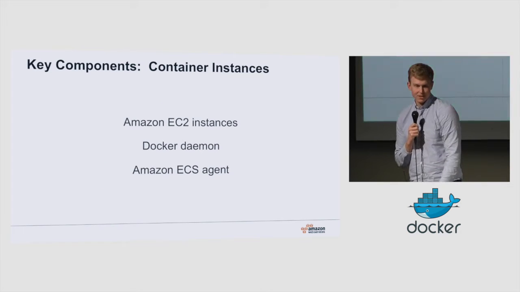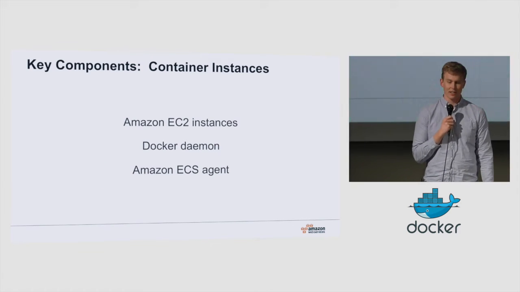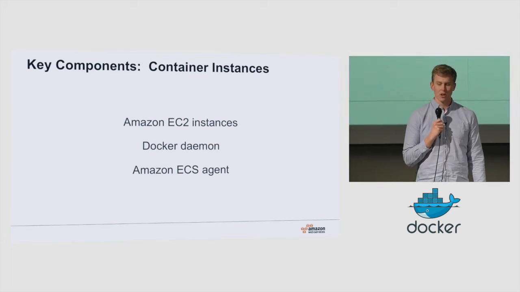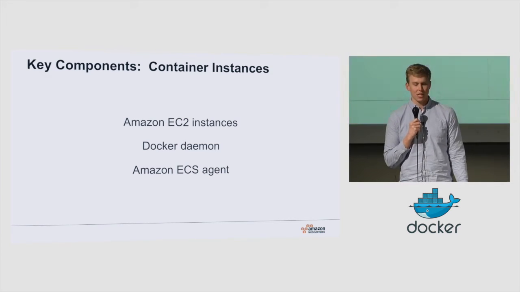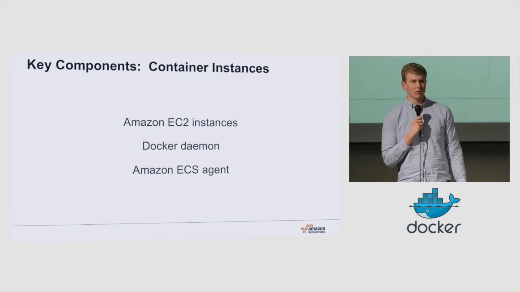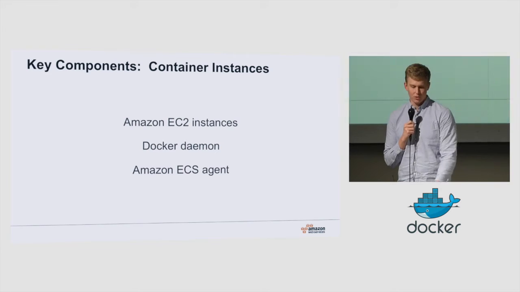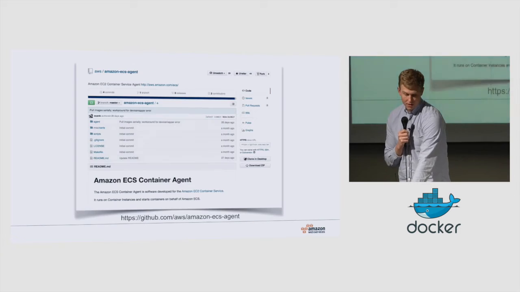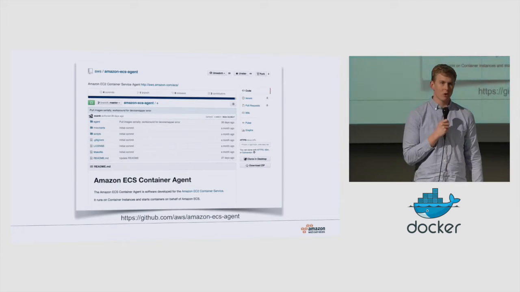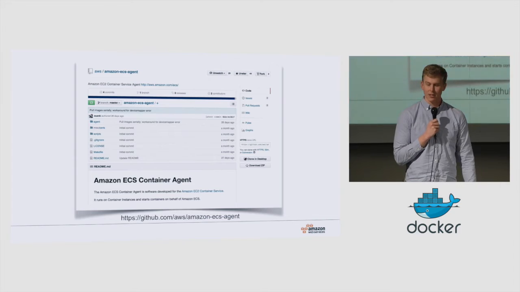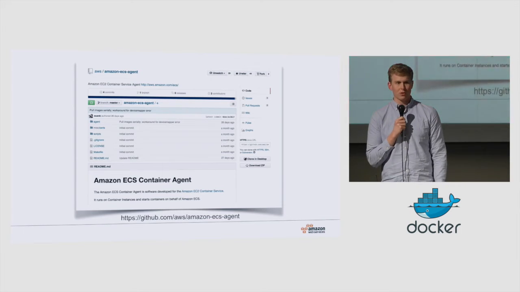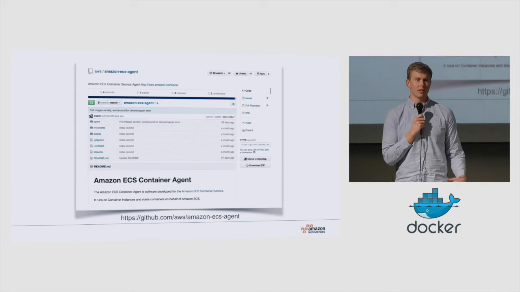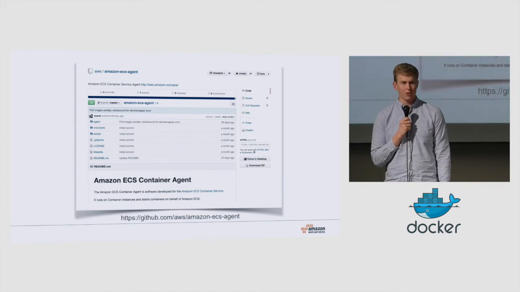So what is a container instance, and how is it different from an instance? A container instance is an EC2 instance with two special things on it. It runs the Docker daemon, and it also runs the Amazon ECS agent. Right now, there are two AMIs available: an Amazon Linux-based AMI that already has these two things installed, and a CoreOS AMI as well. The Amazon ECS container agent is open source on GitHub under Apache 2.0. So if you want to check out the source, or take the agent and install it onto your own preferred AMI, you can do that as well.